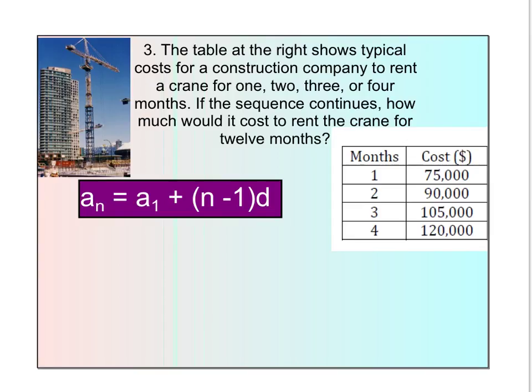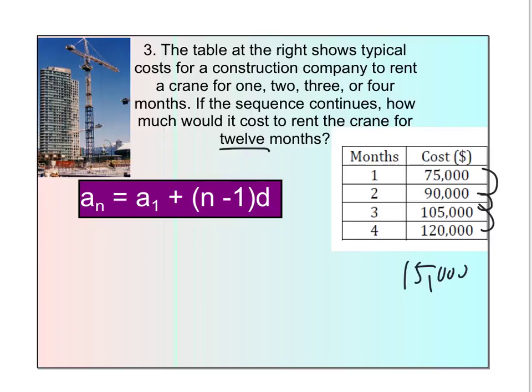The table to the right shows a typical cost for a construction company to rent a crane for 1, 2, 3, 4 months. If the sequence continues, how much would it cost to rent the crane for 12 months? For the first month, it's $75,000. Then after that, I'm going up $15,000 every single month. So it's 75 grand to initially rent it, and then another 15 to keep it after that.